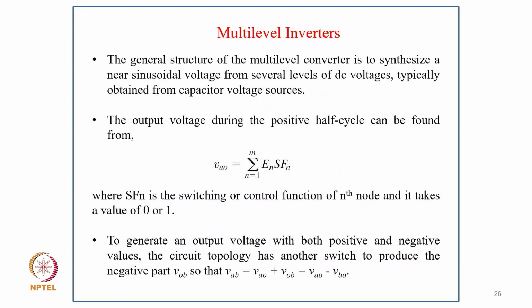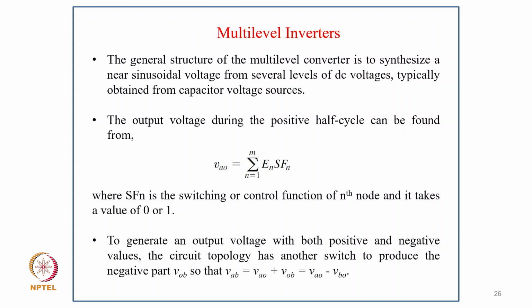Now the general structure of a multi-level converter is to synthesize a nearly sinusoidal voltage from several levels of DC voltage, typically obtained from capacitor voltage sources. The output voltage during the positive half cycle can be found from VO equal to the sum over N equal to 1 to M of E_N times SF_N, where SF_N is the switching or control function of node N, and it takes a value of 0 or 1.